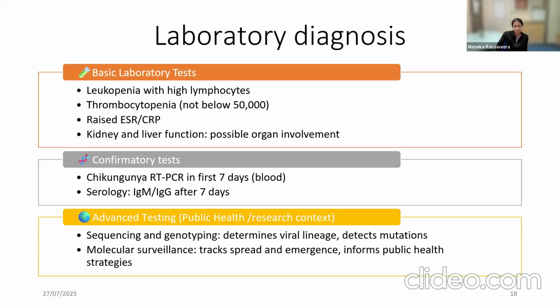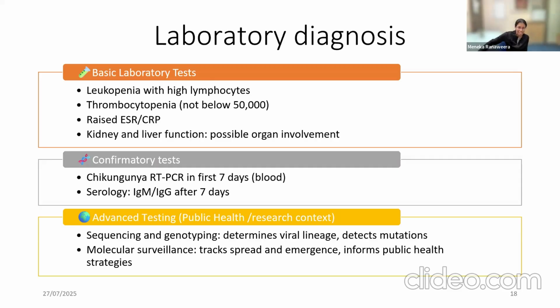And the mainstay of the testing is really PCR and serology, although there are other available tests for detecting chikungunya in a clinical setting. PCR is what is preferred, and has a greater sensitivity. It can be tested in blood as well as CSF if you're suspecting neurological involvement. And in terms of blood, you have to liaise with your local lab in terms of what kind of specimen they would accept. And again, serology, as I mentioned, is best done after 7 days.